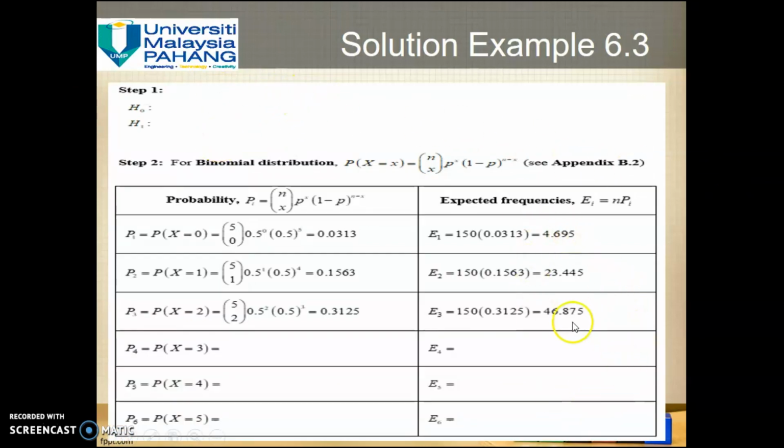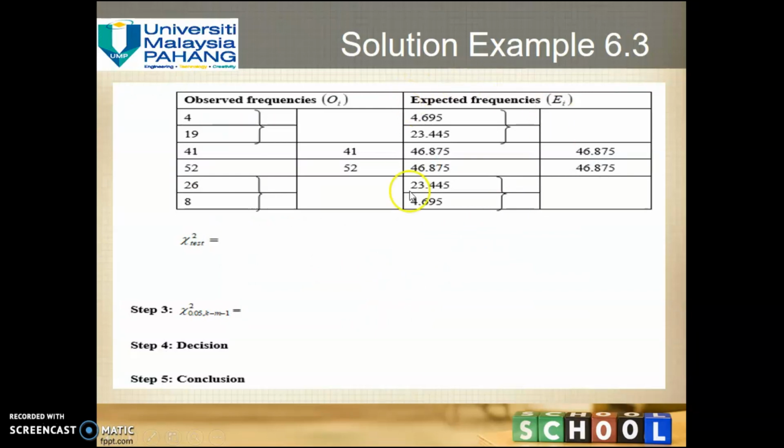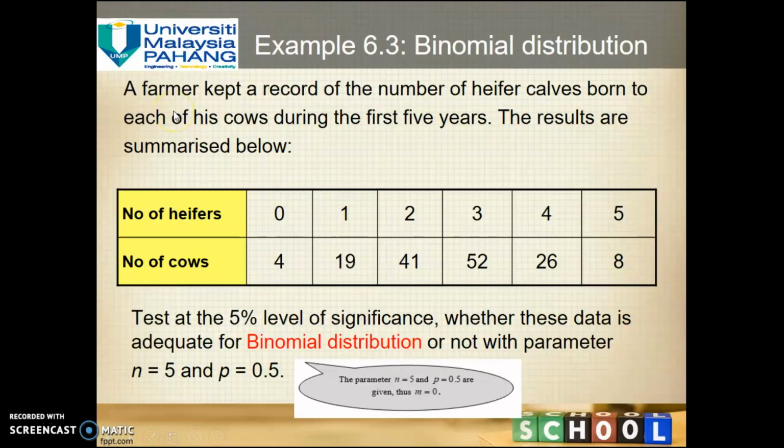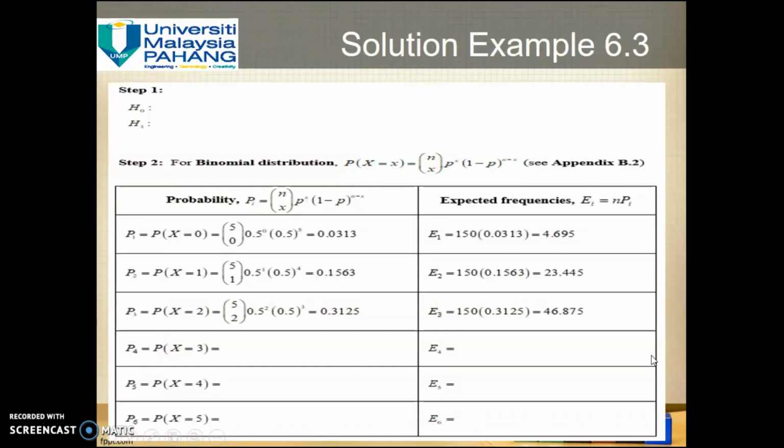For this step, you need to calculate the probability but no need to do this one. You already have the expected frequency here, then you do the next step before you calculate the chi-square. So H0, you can fill in: this data is adequate for binomial distribution. H1: this data is not adequate for binomial distribution.